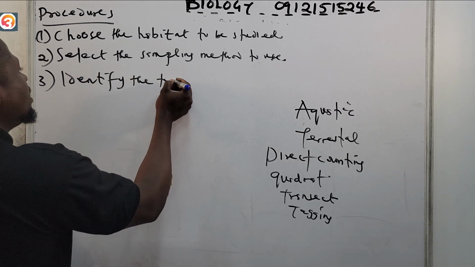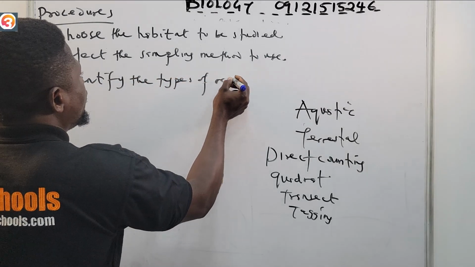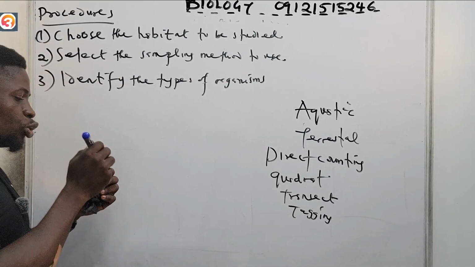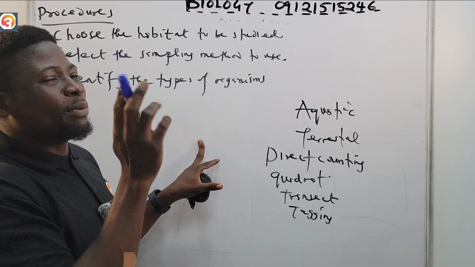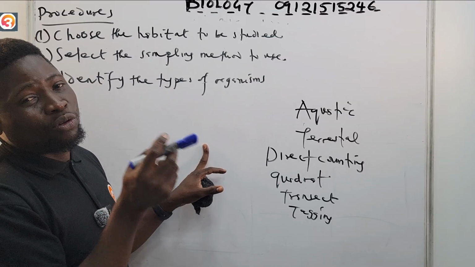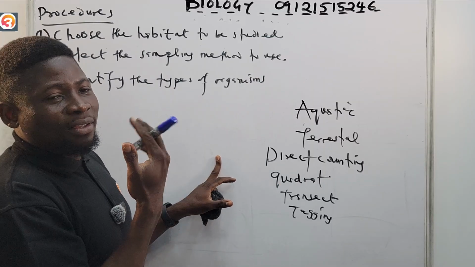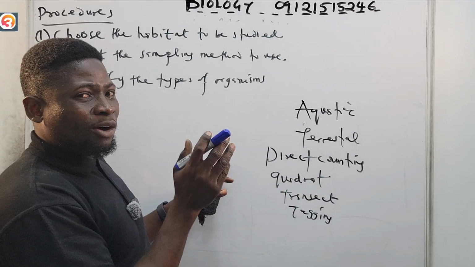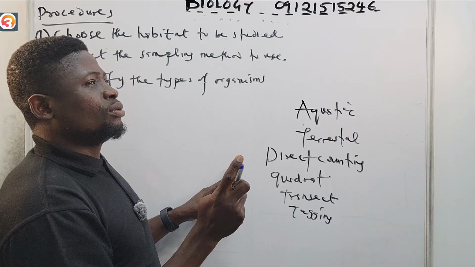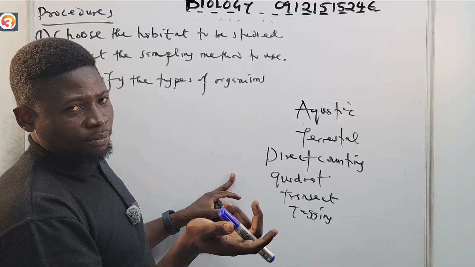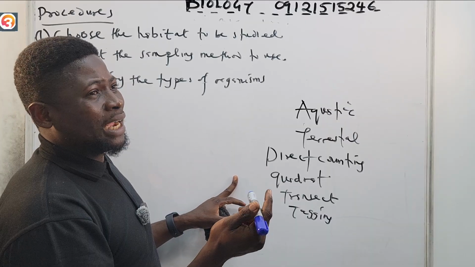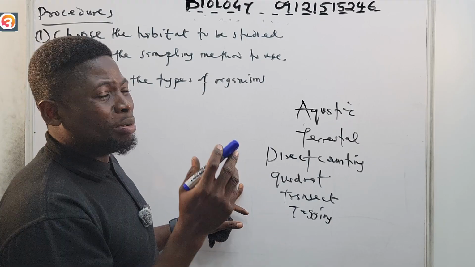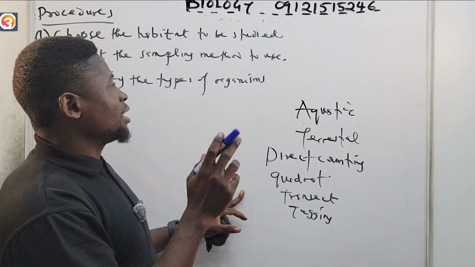Identify the types of organisms in the habitat that you want to study. If you are choosing terrestrial, you are choosing organisms that live on the land. Like I said, a net will not work. A net cannot catch a hippopotamus or a chimpanzee. Net will not catch those kind of big animals. So for the big animals, you cannot use a net.